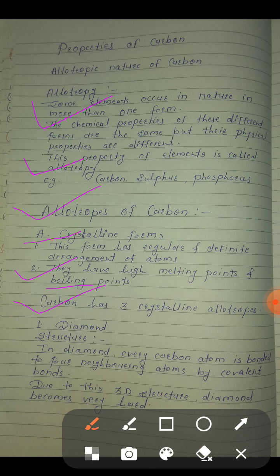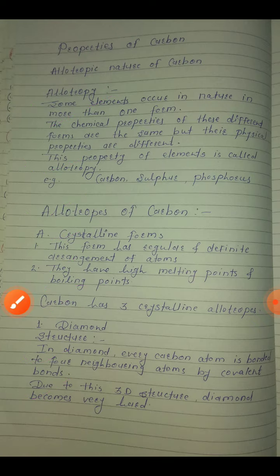Then carbon has three crystalline allotropes. Which three? First, the diamond structure. In diamond, every carbon atom is bonded to four neighboring atoms by covalent bonds. Due to this 3D structure, diamond becomes very hard. Diamond is a very hard substance.